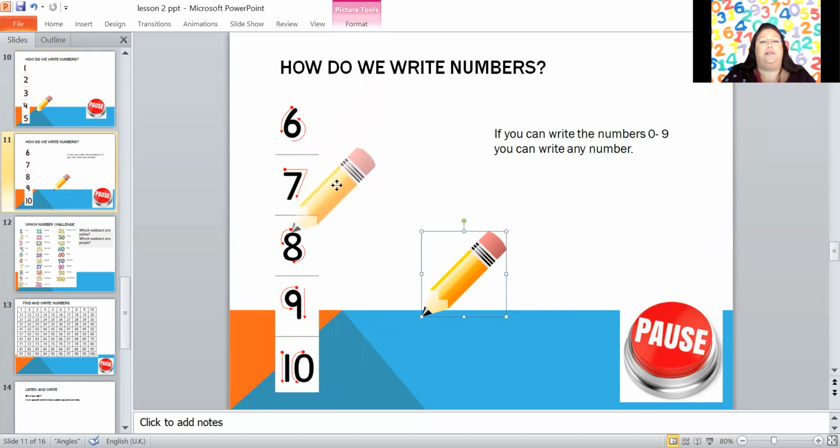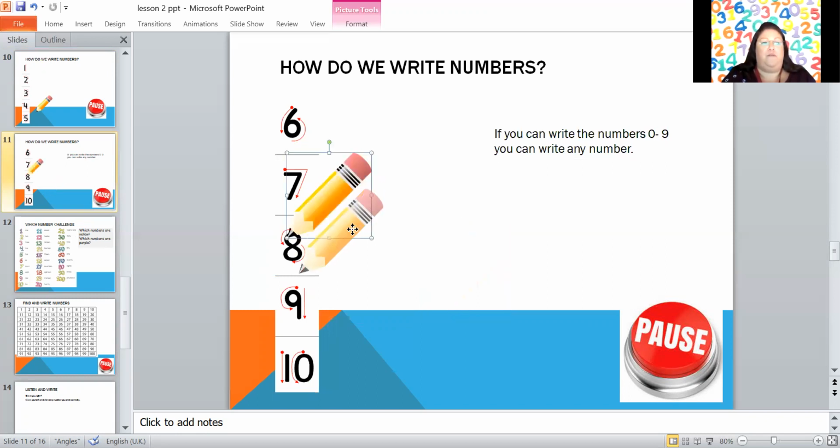For a number 8, you're going to start at the top. And a number 8, I always think it's a bit like writing the letter S. Because look, you're going to write your letter S, but you're not going to stop. You're going to carry on back up to the top again. And then for your number 9, you're going to start at the top. You're going to go round the circle, up to the top again and down the line.